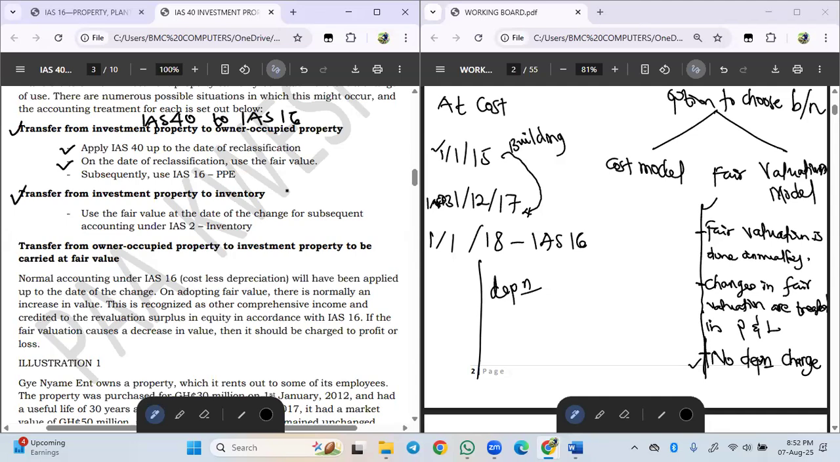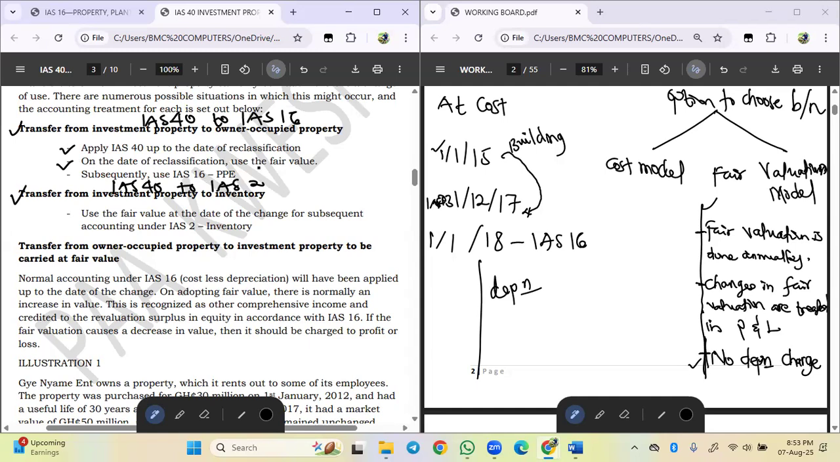So let's say initially you had a building that you were renting out. Now you want to transfer or convert that building from investment property to inventory. Now you don't want to lease out or rent, you want to sell. So it's now part of your inventories. So here you are transferring it from IAS 40 to IAS 2.